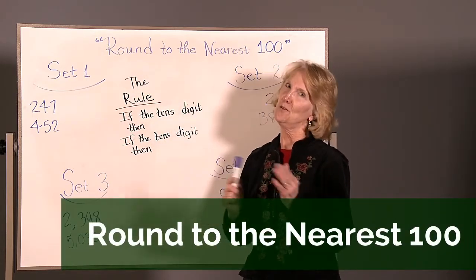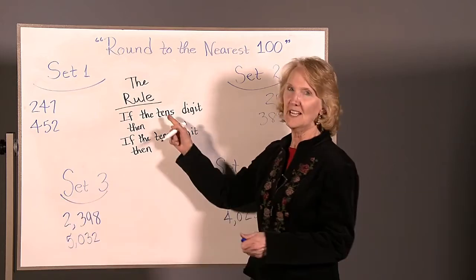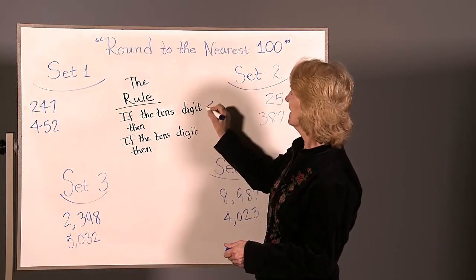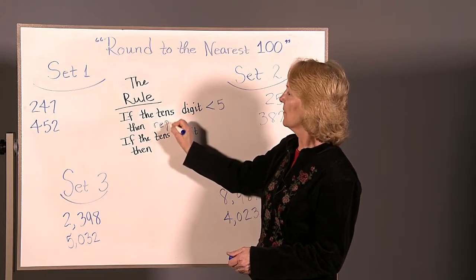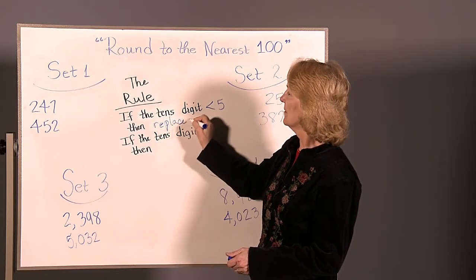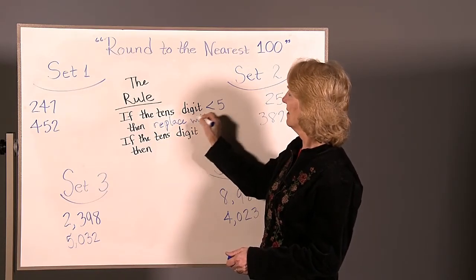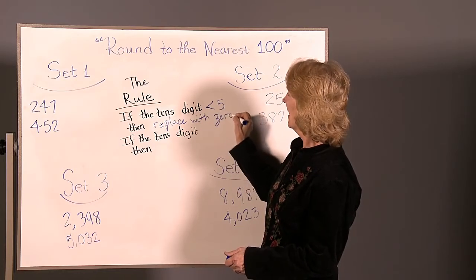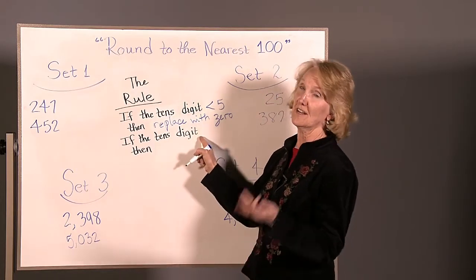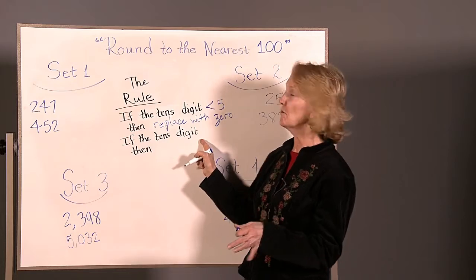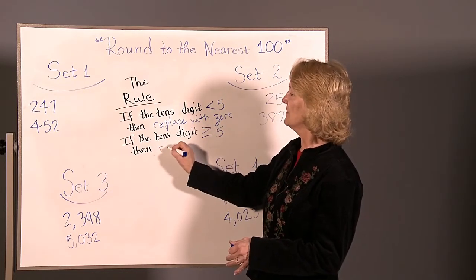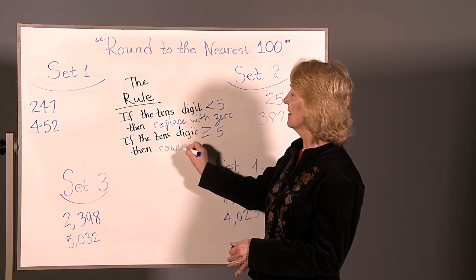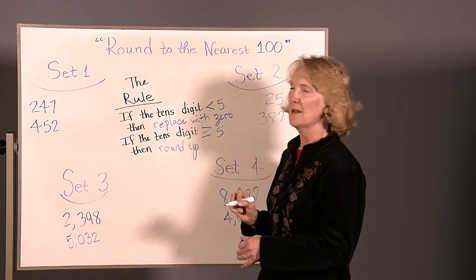We're going to round to the nearest 100. The rule around the world is if the tens digit is less than 5, then you replace it with a 0. If the tens digit is greater than or equal to 5, then you round up. And I'll show you what that means.